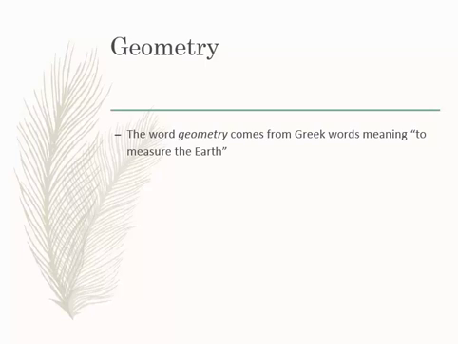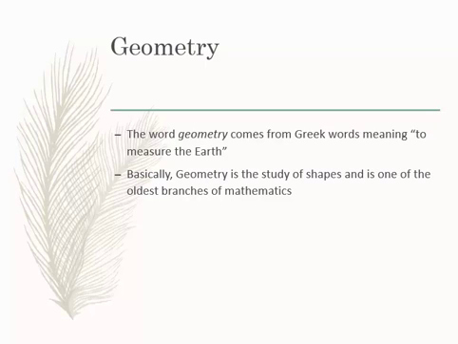Well, the word geometry itself comes from the Greek words meaning to measure the earth. So geo, which is the earth, and metry is to measure. So to measure the earth. Alright, and basically, geometry is a study of shapes and is one of the oldest branches of mathematics.